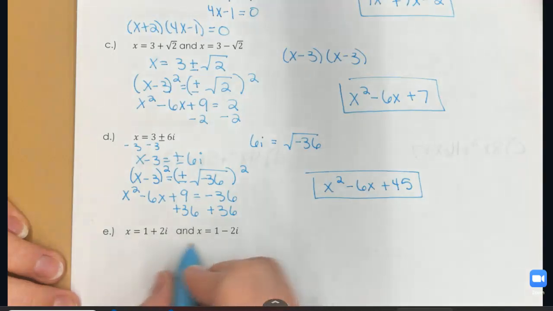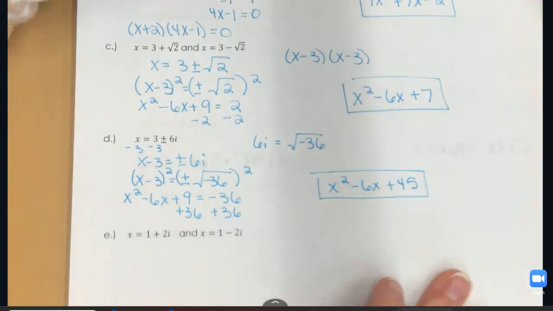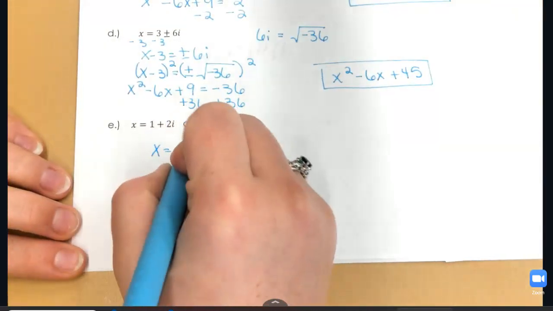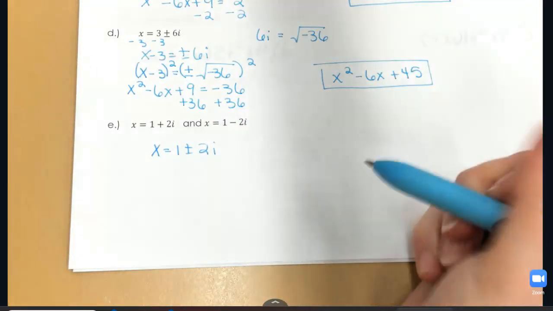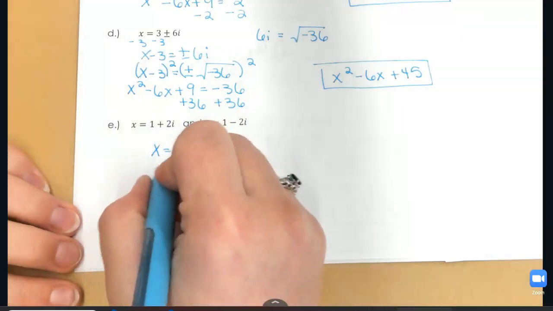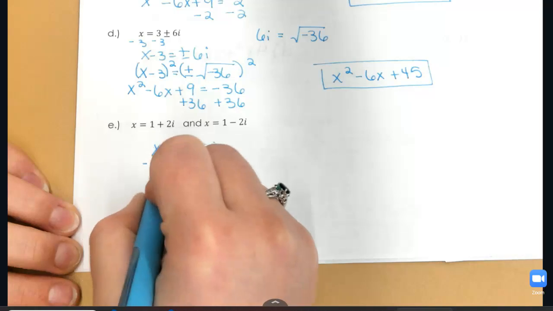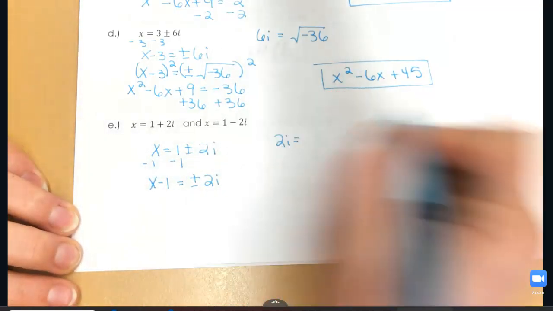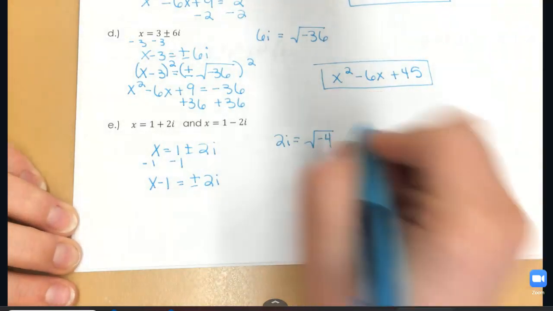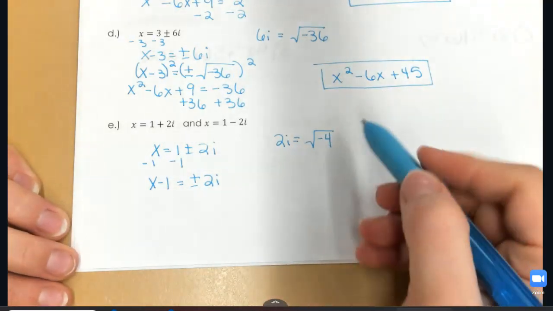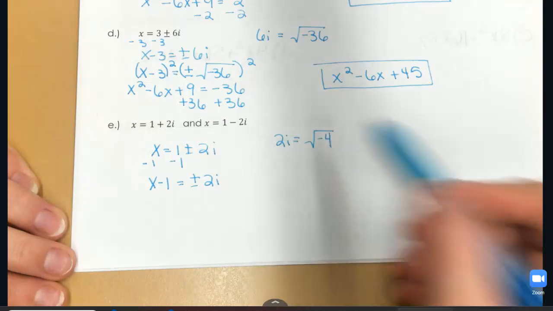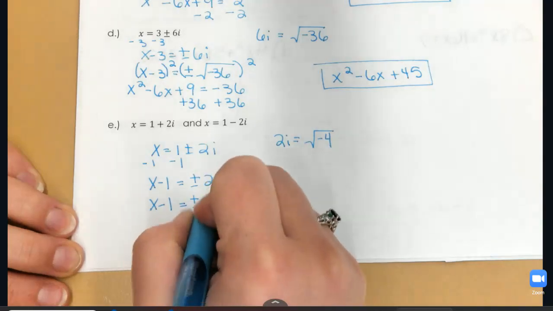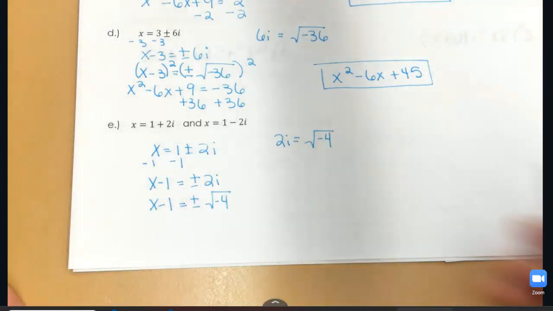And last but not least, we have 1 plus 2i and 1 minus 2i. Again, that would be the same as having 1 plus or minus 2i, which is kind of what we had been working with previously. So I'm going to keep it in that same form. I'm going to move the 1 back over, and x minus 1 equals plus or minus 2i. And remembering 2i would have come from the square root of negative 4. The i being because this is an imaginary solution, and 2 was able to come out because 4 is a perfect square. So x minus 1 is equal to plus or minus the square root of negative 4.